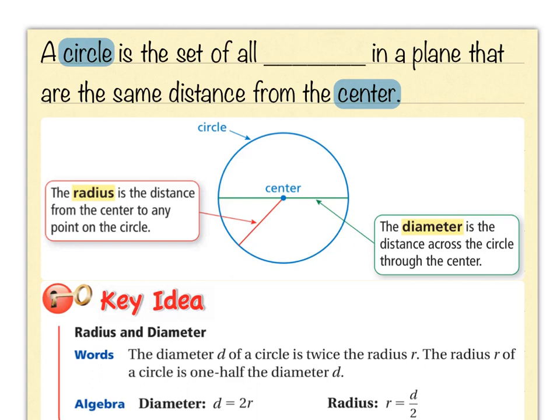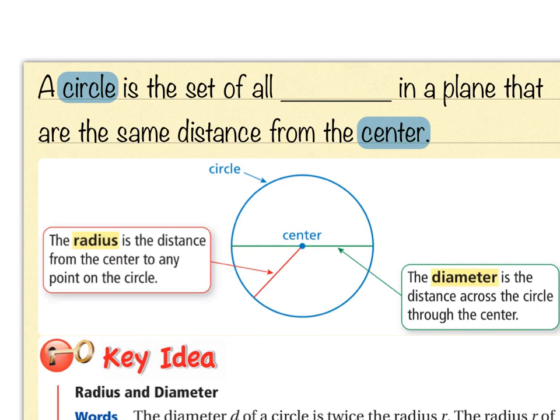All right, this is section 8.1, circles and circumference. And so today we're moving into our geometry unit. And so we're going to start with talking about circles. And a circle is a set of all points in a plane that are the same distance from the center.